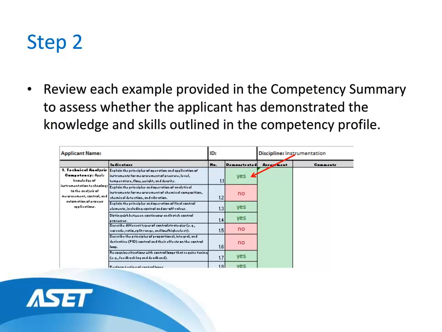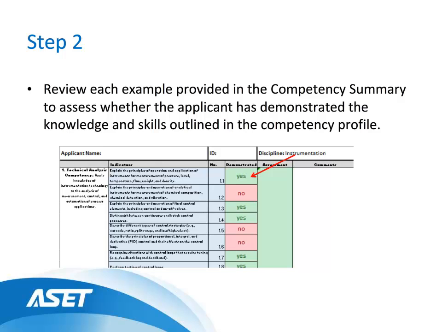Next, review each example provided in the competency summary to assess whether the applicant has demonstrated the knowledge and skills outlined in the competency profile. Select yes or no for each competency indicator to indicate whether the applicant has demonstrated the indicator in his or her summary. You may also include comments for each competency if you would like to highlight any deficiencies.